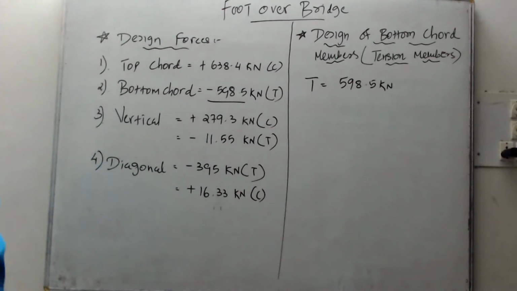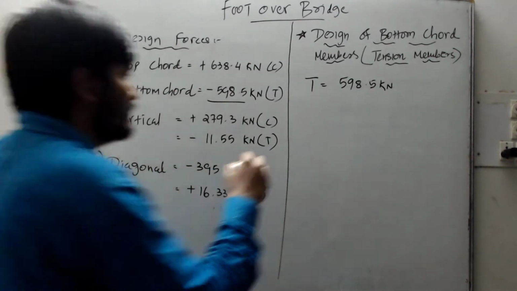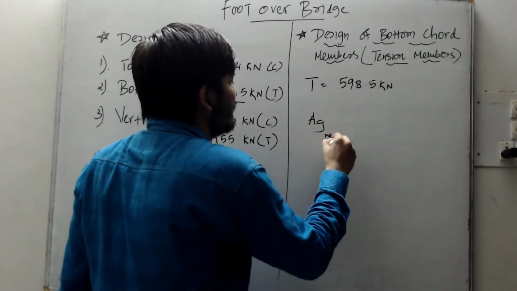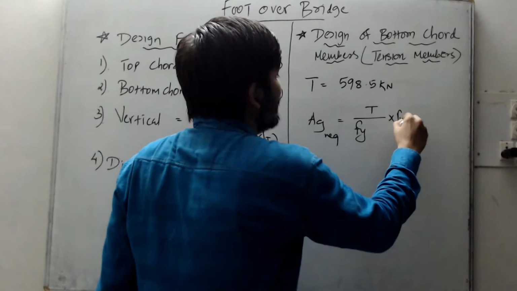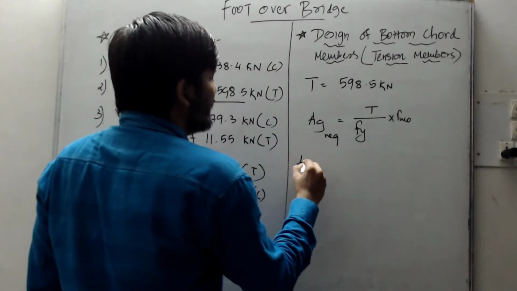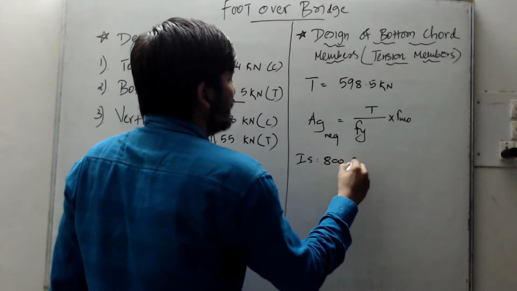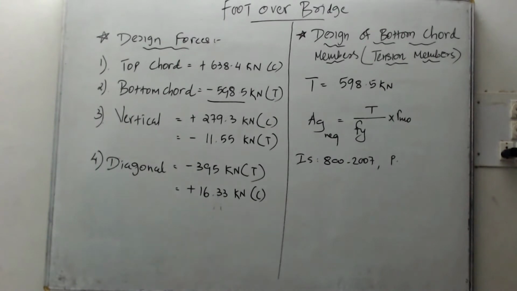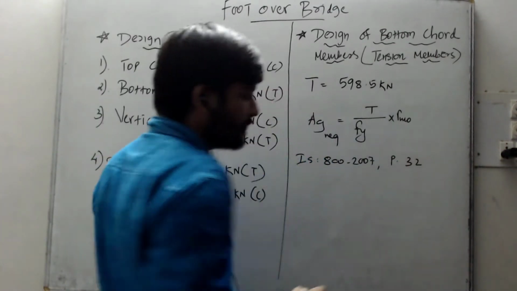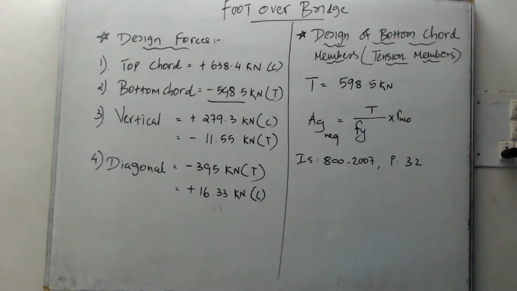So the first step in the design of a tension member is to find out the gross area required. So AG required is equal to T divided by Fy into gamma MO. Now this formula is there in IS 800:2007, I think on page number 32. So let us go to page number 32 of IS 800 and see whether the formula is there or not.